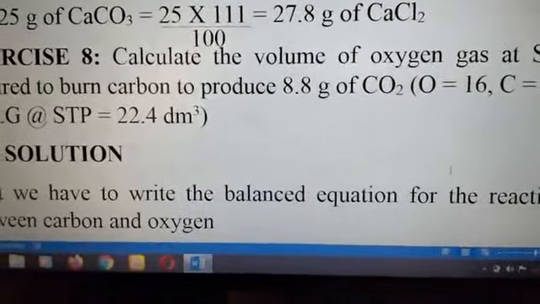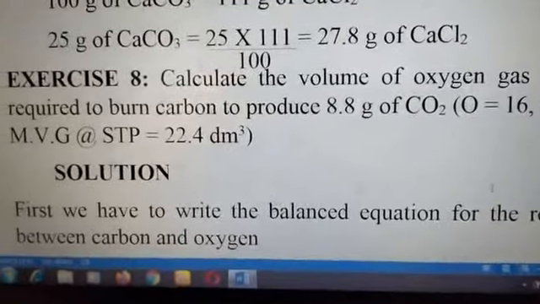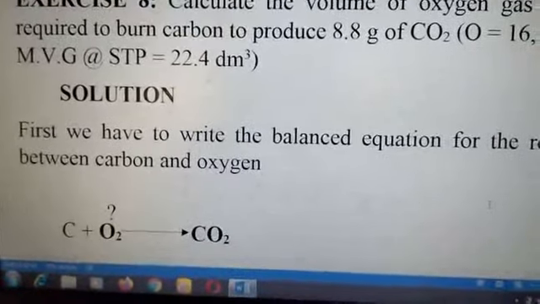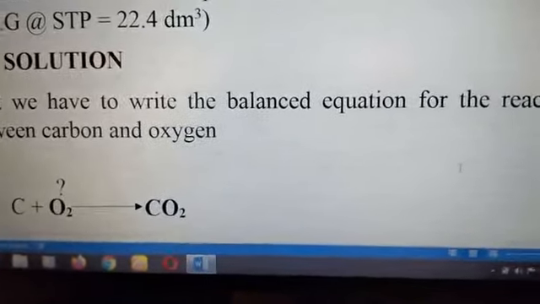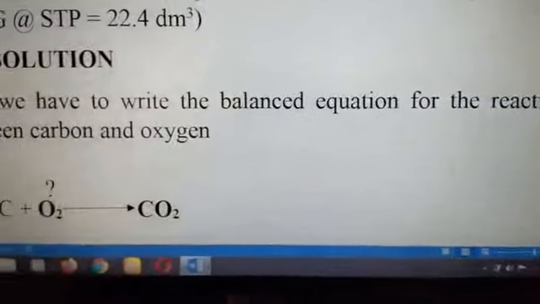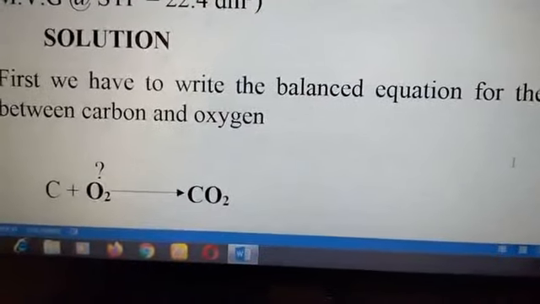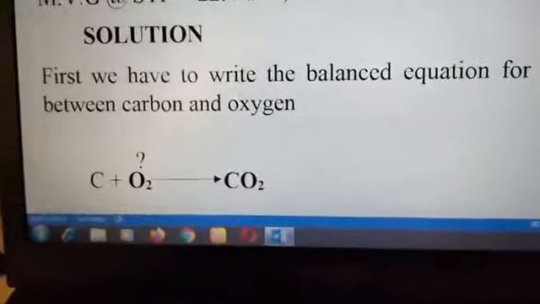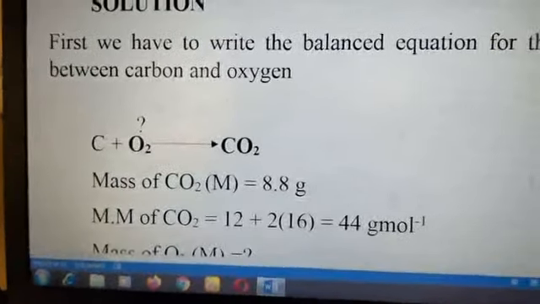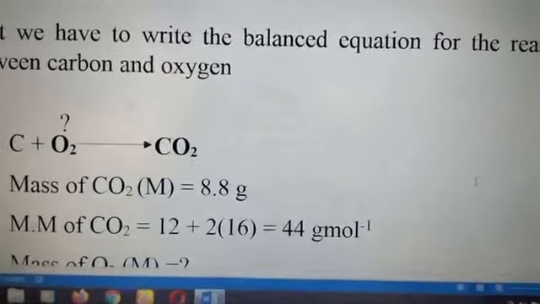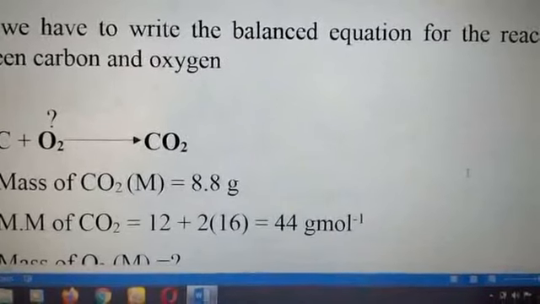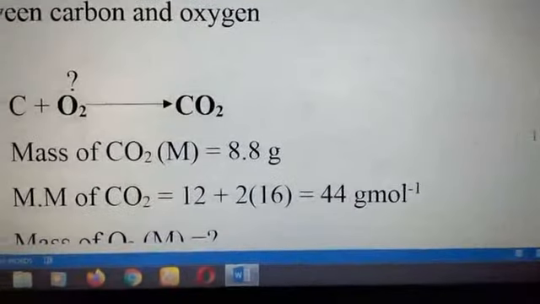So we're going to react carbon and oxygen and then give carbon dioxide. Have to write the equation first. We say first we have to write a balanced equation for the reaction between carbon and oxygen. We have the equation, it's already balanced. Carbon plus oxygen giving us CO2. Then oxygen was made bold, CO2 was made bold. CO2 is the known.